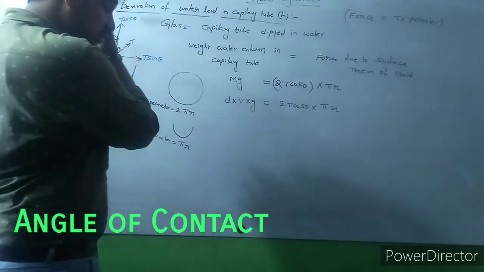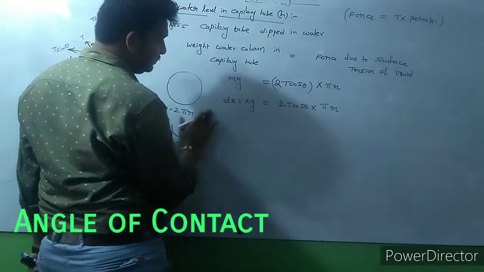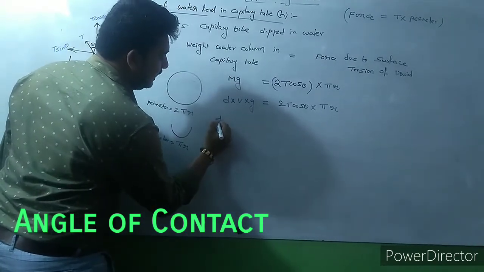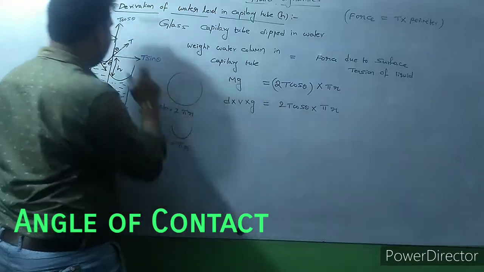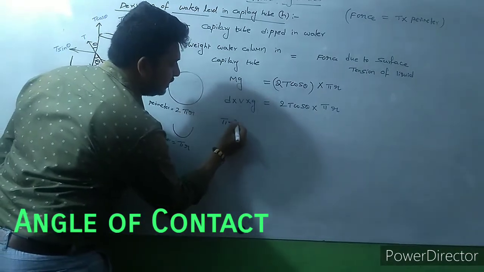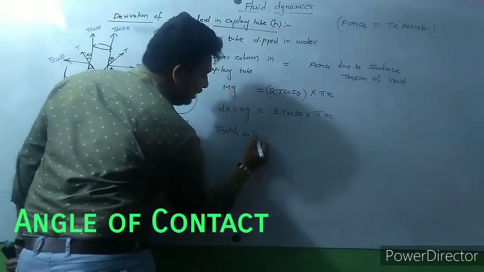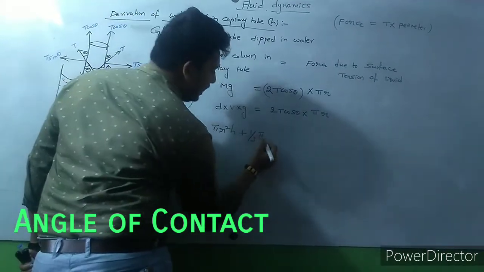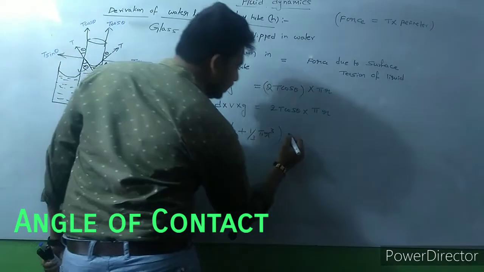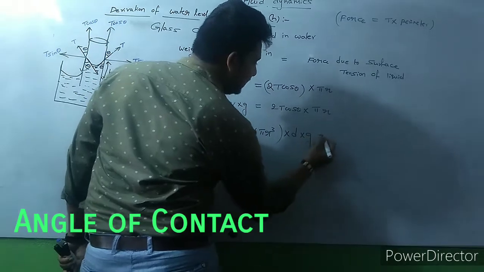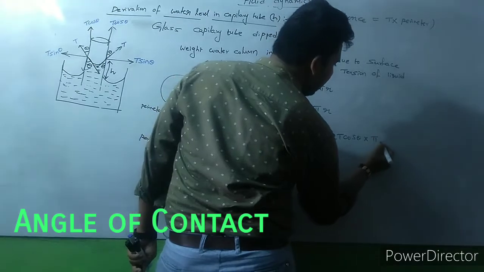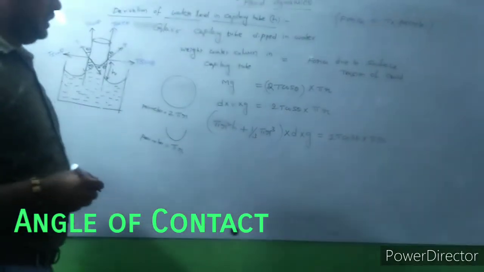So that means density. The volume is of cylindrical shape: pi r square h plus 1 by 3 pi r cube. This is the volume, into density d into g is equal to 2T cos theta into pi r.